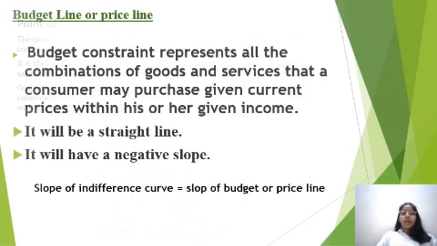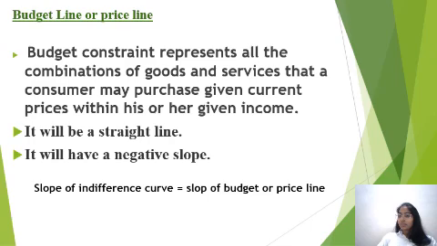Here are the budget line and price line. So basically, what is the budget line and price line? The budget constraint represents all the combinations of goods and services that a consumer may purchase given current prices and his or her given income. It will be a straight line. It will have a negative slope. You can see that the slope of the indifference curve is equal to the slope of the budget or price line.